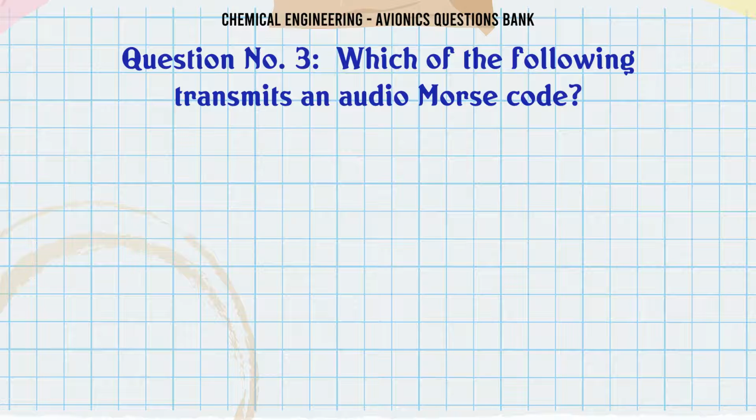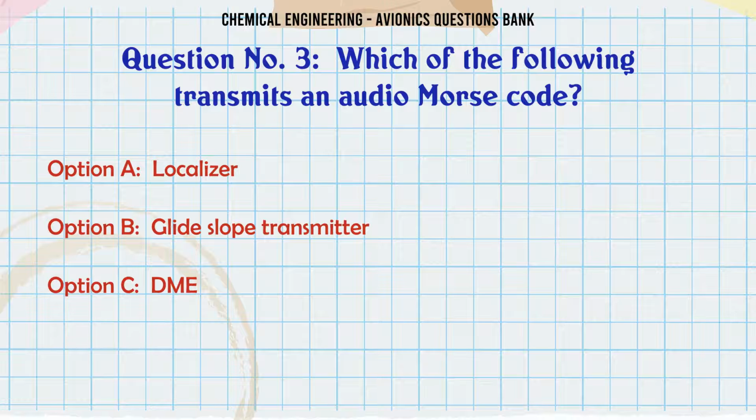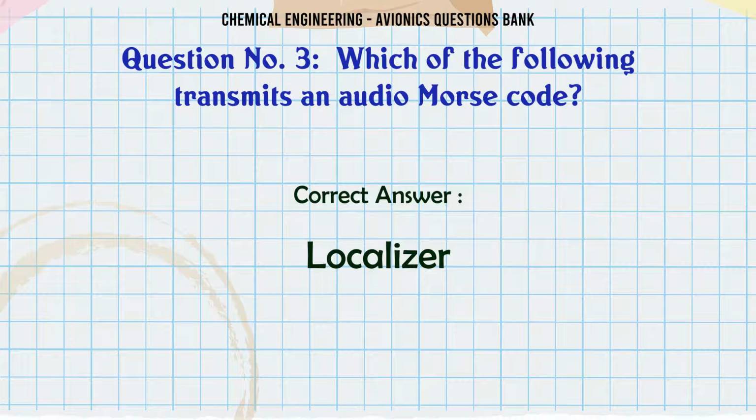Which of the following transmits an audio Morse code? A. Localizer. B. Glide slope transmitter. C. DME. D. Marker beacons. The correct answer is localizer.